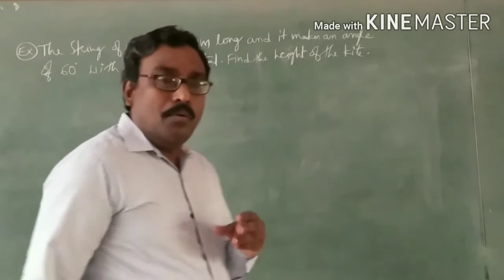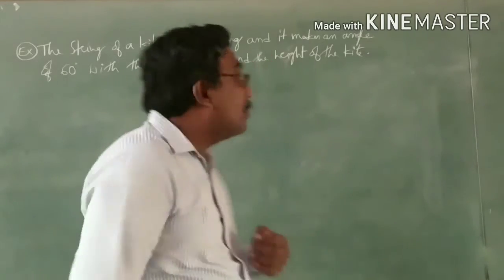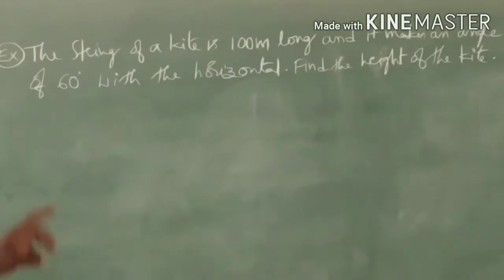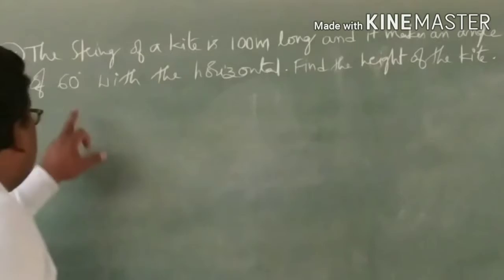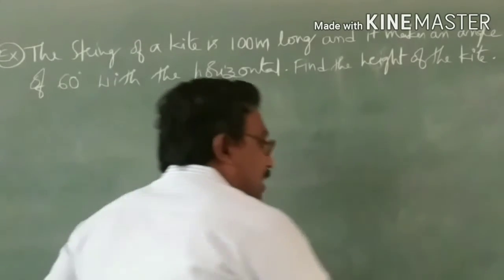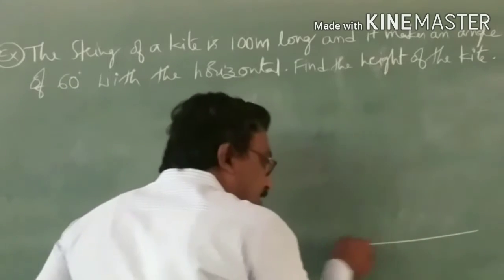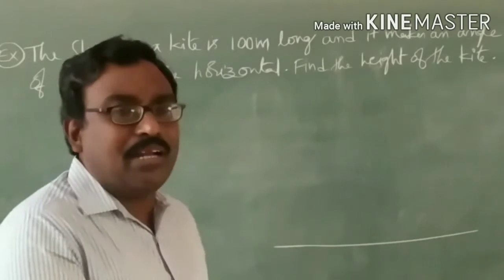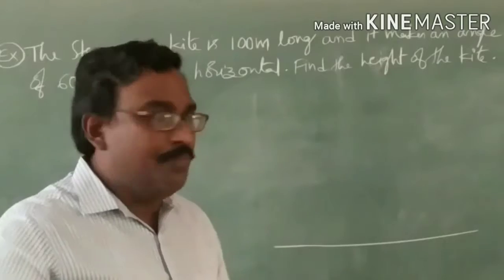Okay, children, we'll discuss one example now. Look at the question. The string of a kite is 100 meters long and it makes an angle of 60 degrees with the horizontal. Horizontal is nothing but the ground or a floor.